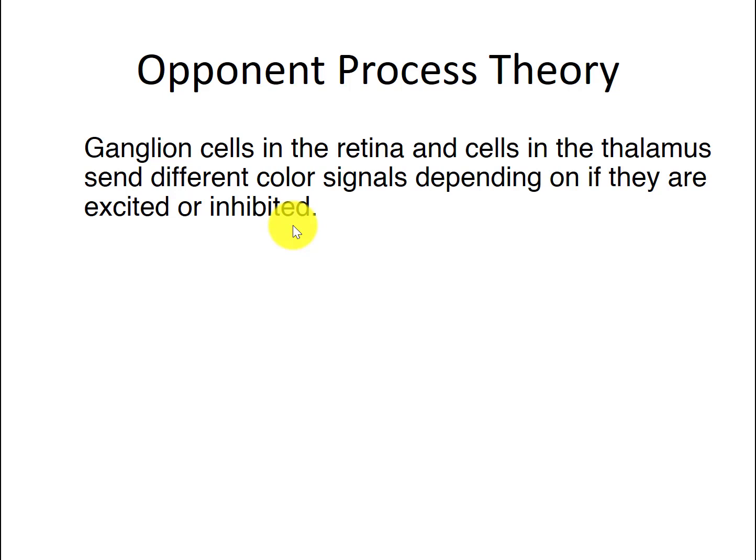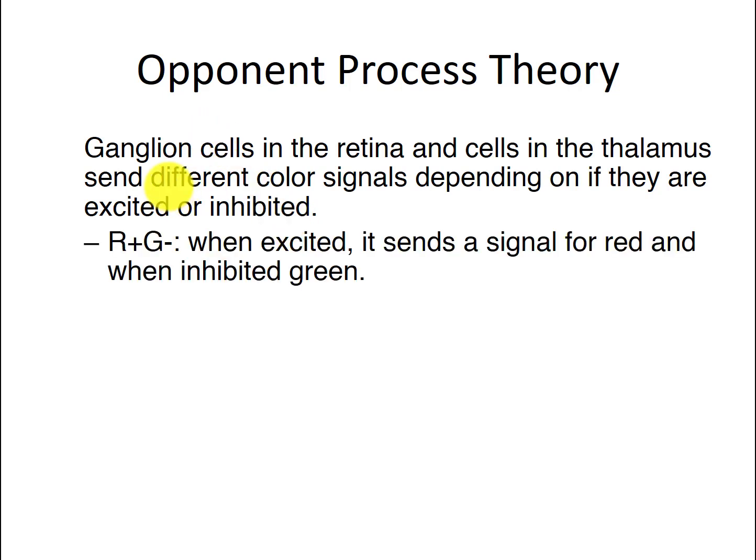Certainly the trichromatic theory is correct, but there are probably other components that go into our color vision and color perception. This is saying that there are ganglion cells in the retina and cells in the thalamus that send different signals depending on if they are excited or inhibited. And remember, ganglion cells are getting information from intermediate cells, which are getting information from rods and cones. If a ganglion cell is sending a fast signal, a lot of signal, very excited, the signal might be red. However, if it slows down or is inhibited, it might be green.